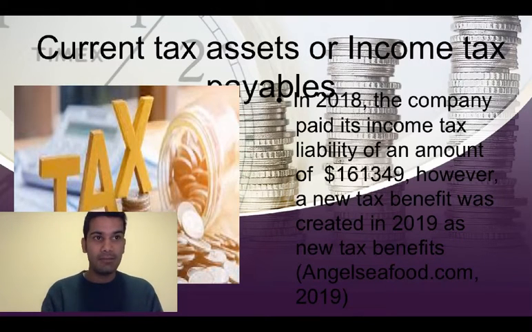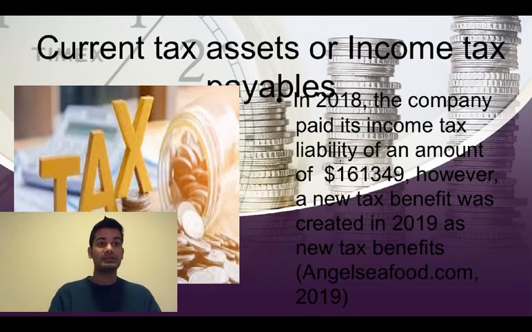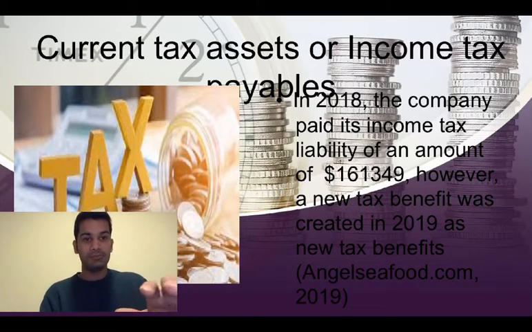The tax benefit in 2019 was due to the incurrence of a loss-making position for the business in the given year. In 2018, the company faced a huge accounting loss, and the tax benefit was recorded in the same year. Moving on to the next slide.